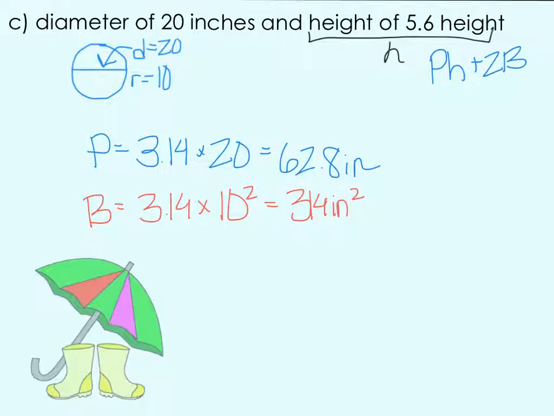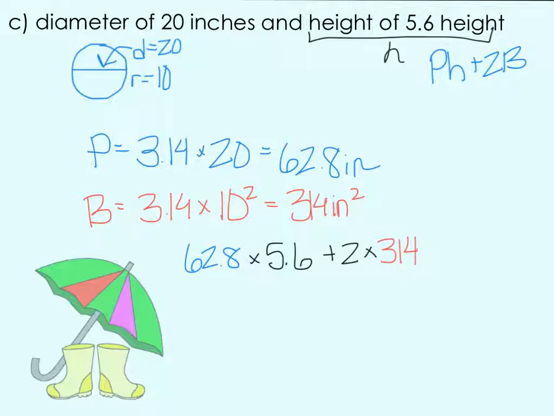And again, bare minimum, I need to see what you're putting into the formula. Ideally, I see what's in blue and red. But bare minimum, the next thing that I write is what I need to see on your homework plus your answer. So plugging in P for perimeter is our 62.8 times our height, which the problem was really nice and really explicit and told us is 5.6, plus 2 times the area of my base is 314.